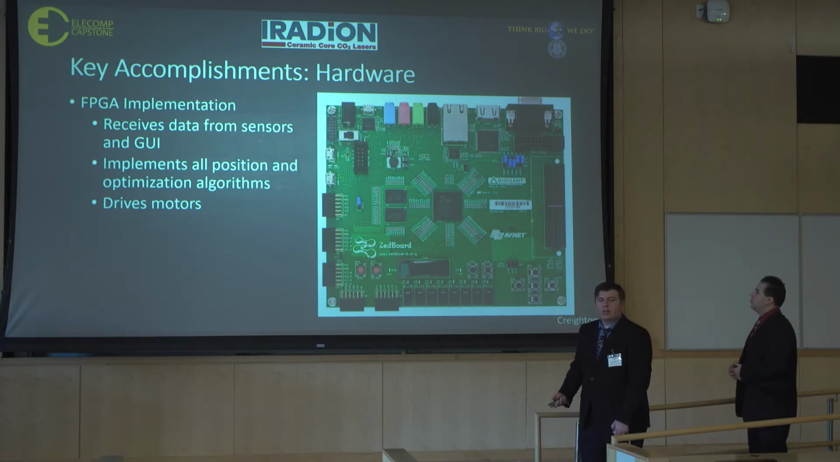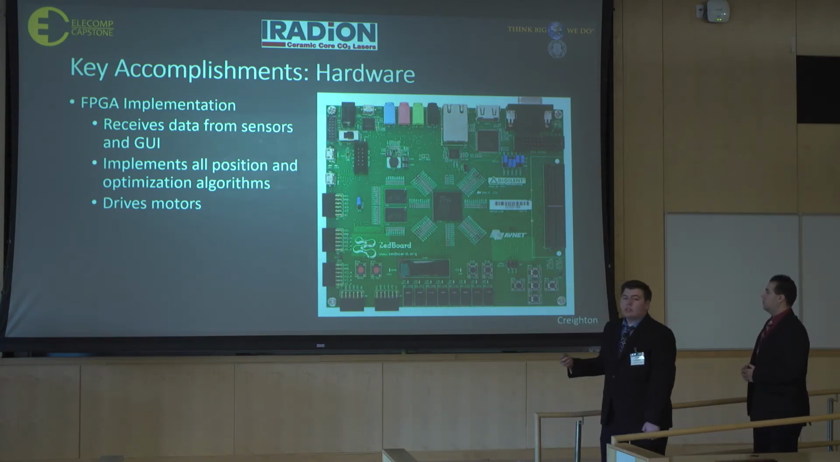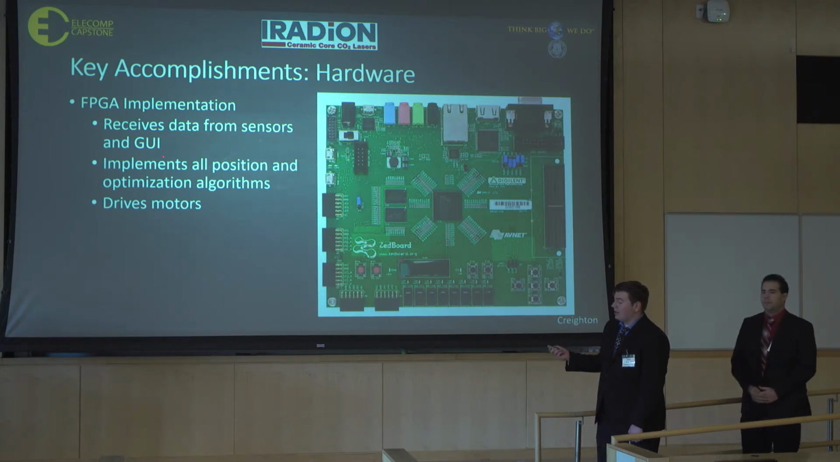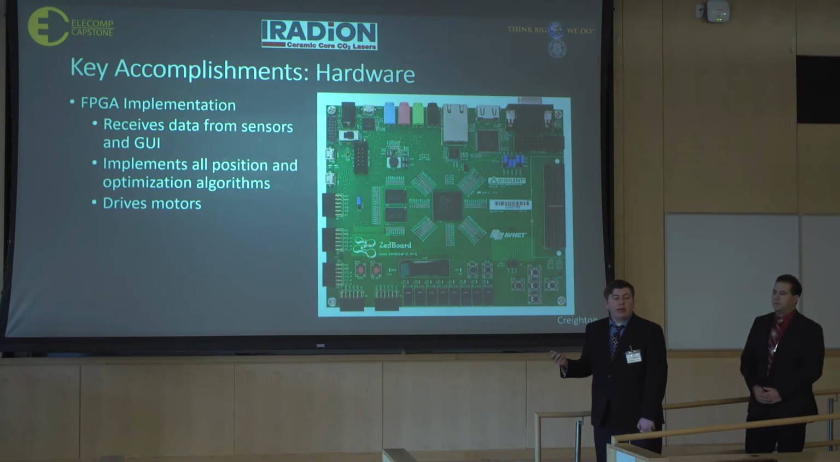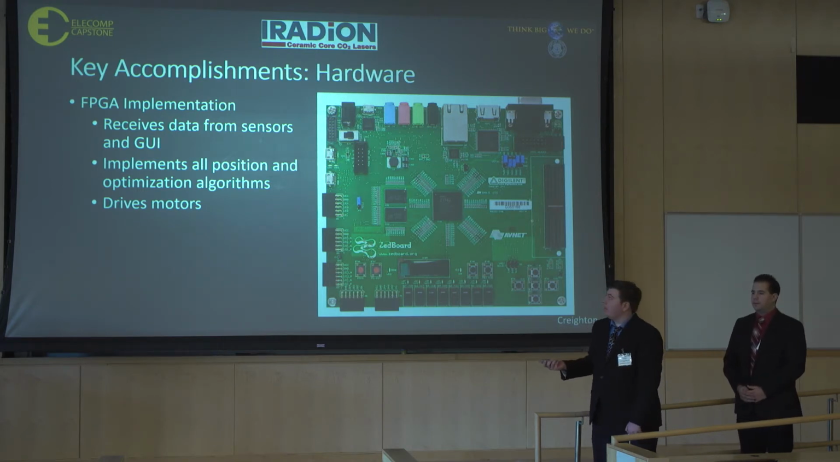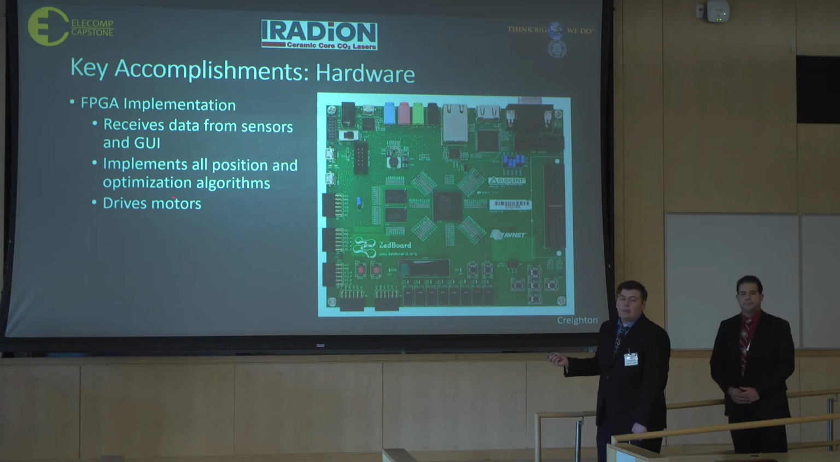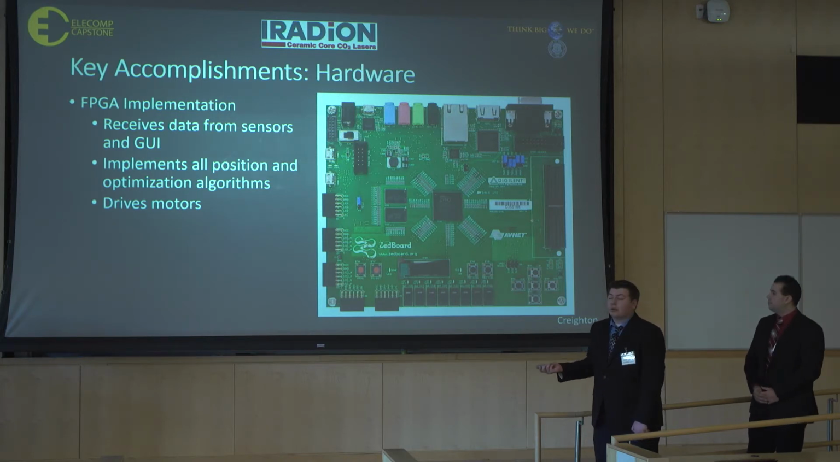Hardware implementation of our design. So once the user inputs values from the GUI, it is sent over to the FPGA for processing. The FPGA receives input from both the user GUI and the other sensors that we have in our design. It implements all position and optimization algorithms, and it drives our stepper motors.